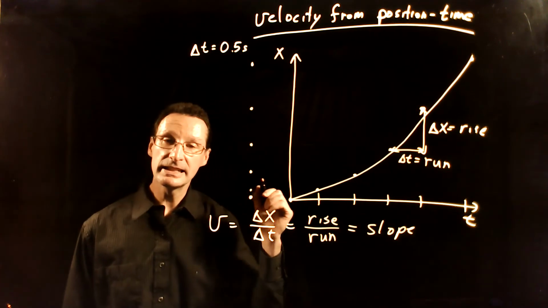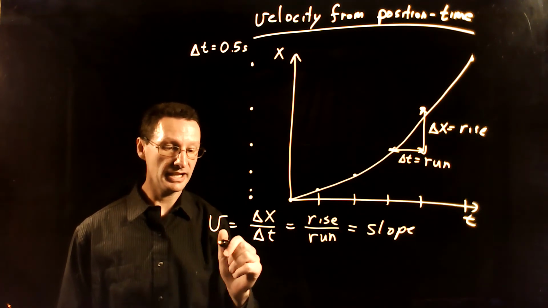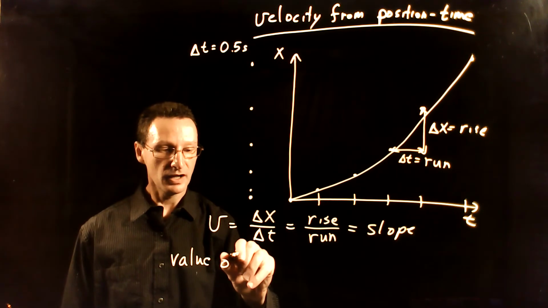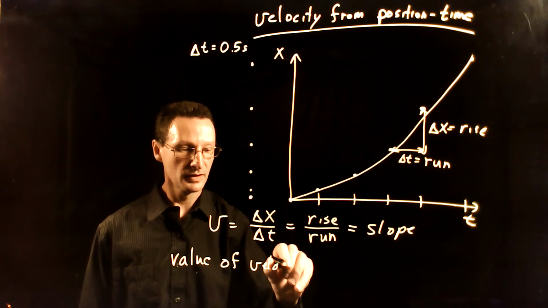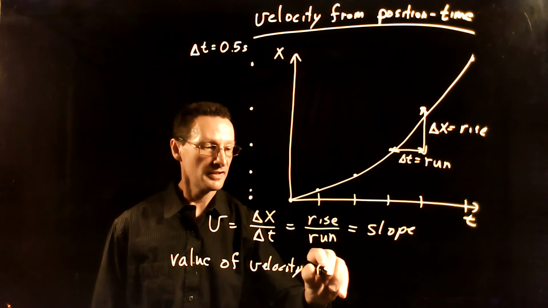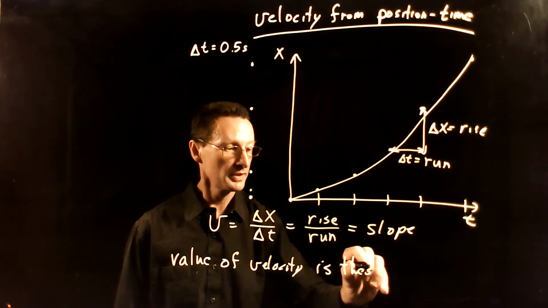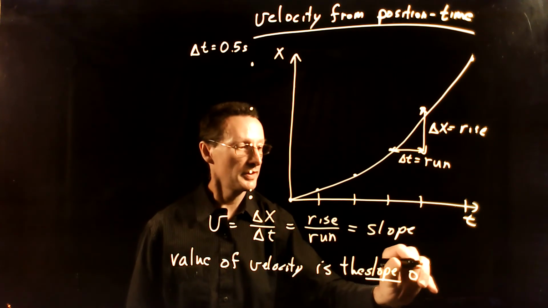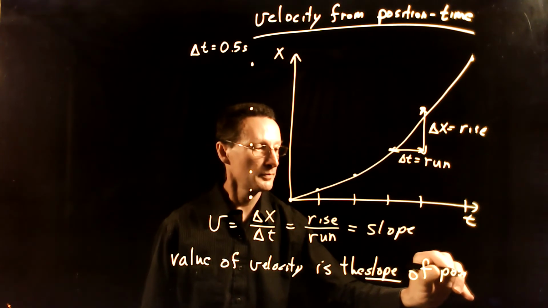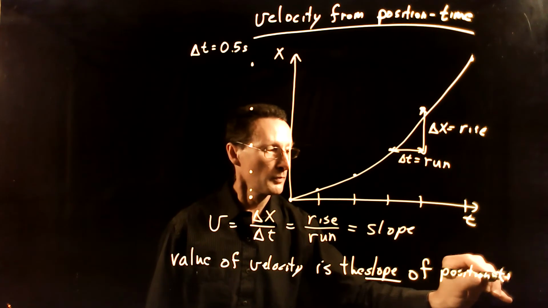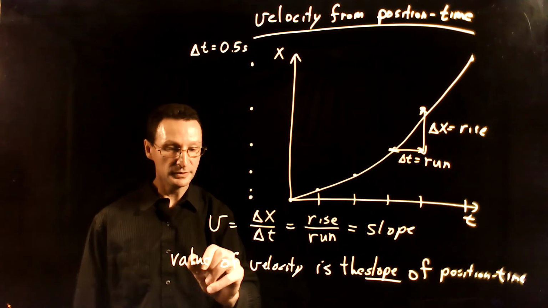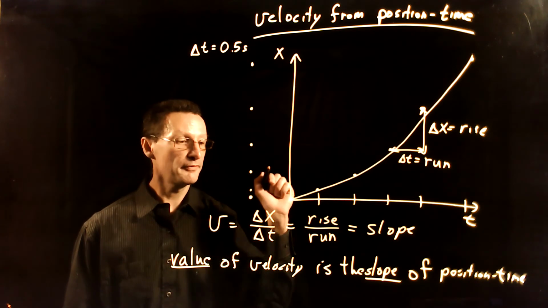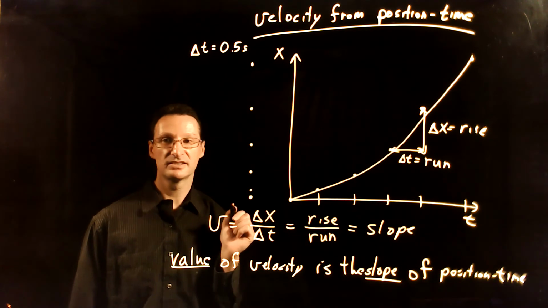Okay? And this is an important enough connection here that I want to write this out. The value of the velocity is the slope of the position time graph. Okay? We're going to use this over and over again here.